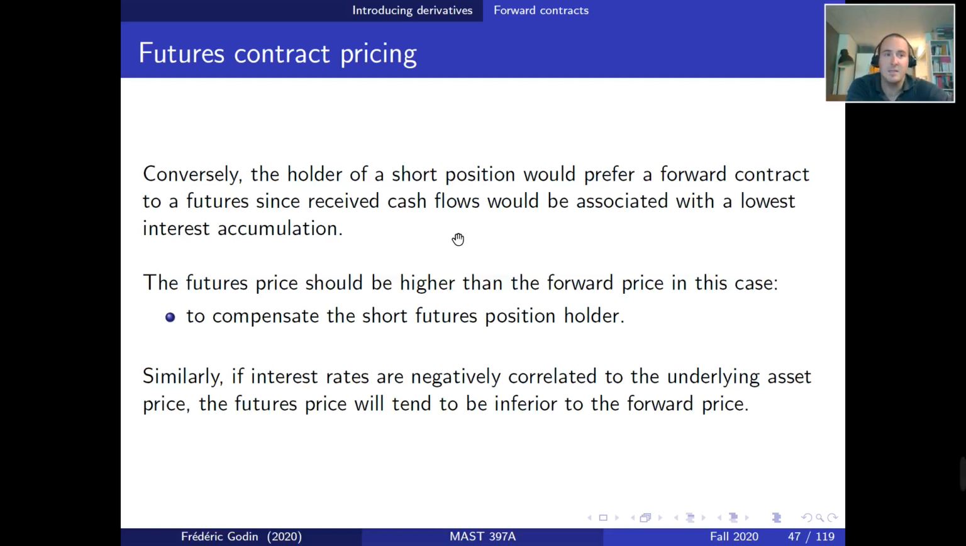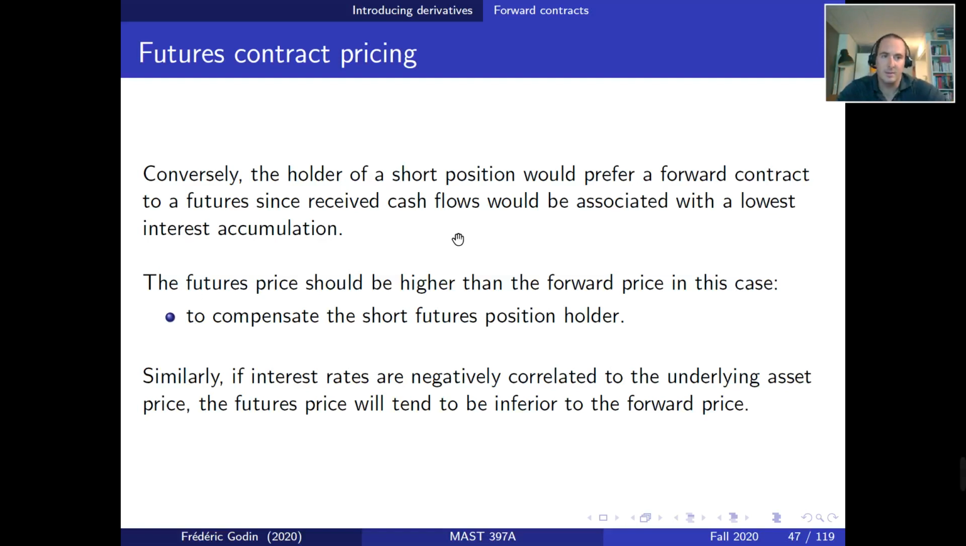Okay, so in that case, this means that to compensate the short position, the futures price will be higher than the forward price. So when interest rates are positively correlated to the underlying asset, the futures price should be higher than the forward price. Conversely, if interest rates are negatively correlated to the underlying asset, the opposite mechanism occurs, and the futures price will tend to be smaller than the forward price.